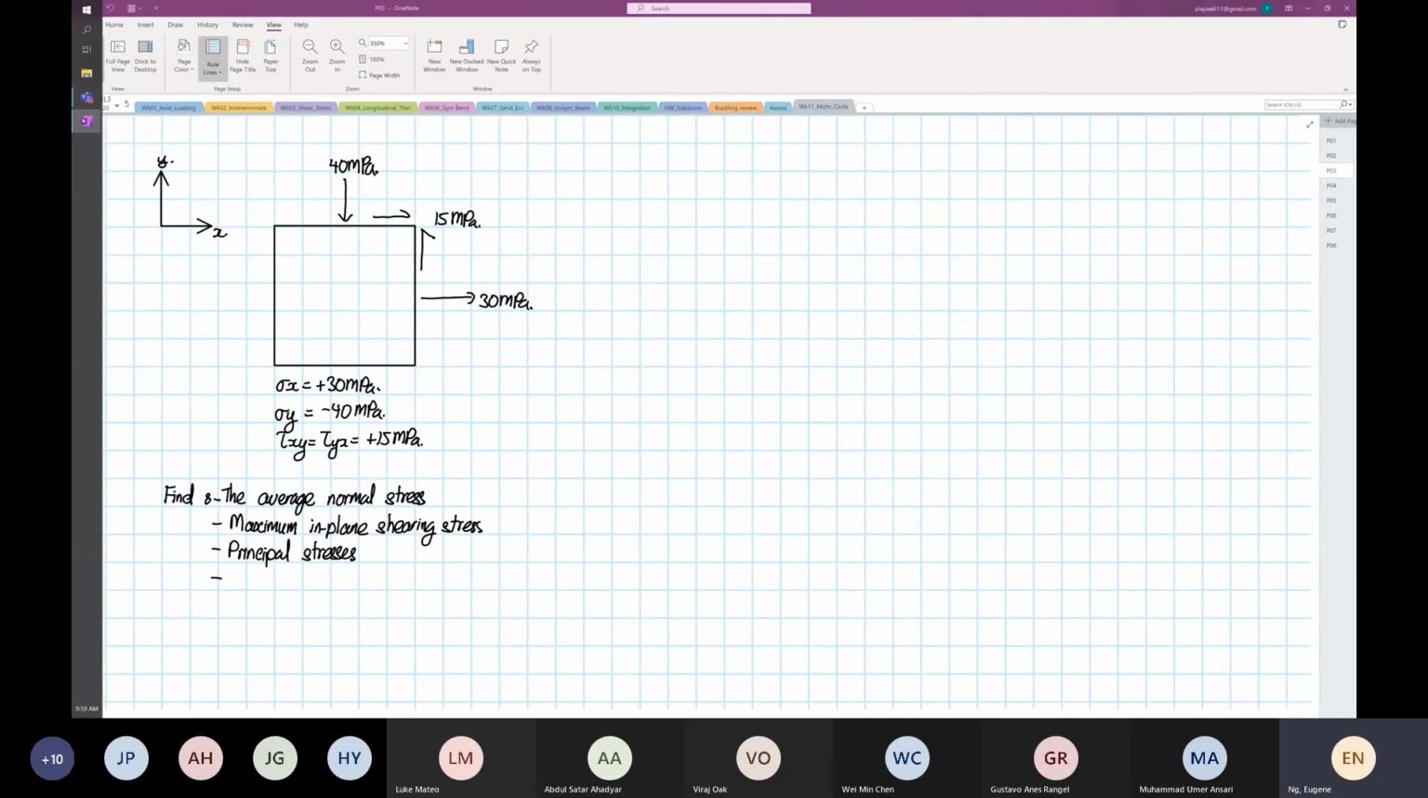Okay, we are also going to find the principal plane. And then we're going to construct and label the element, orientated at the principal plane, not in.